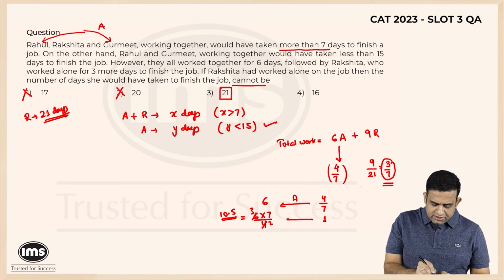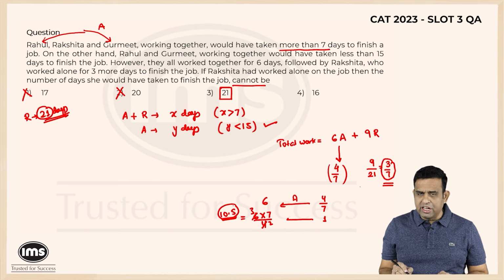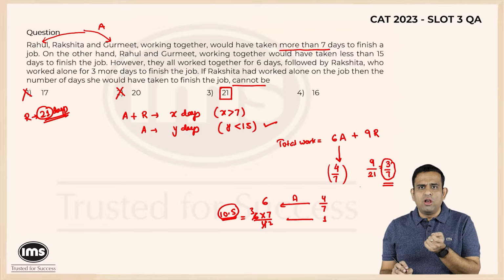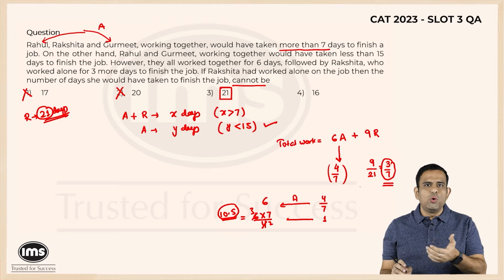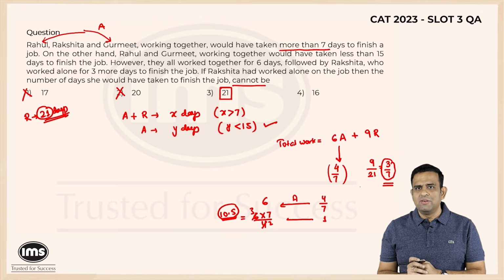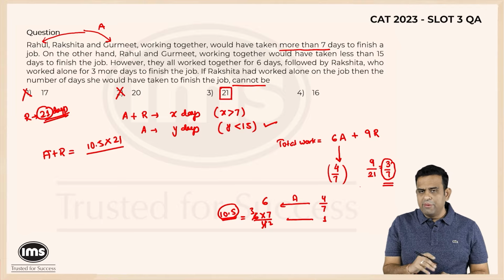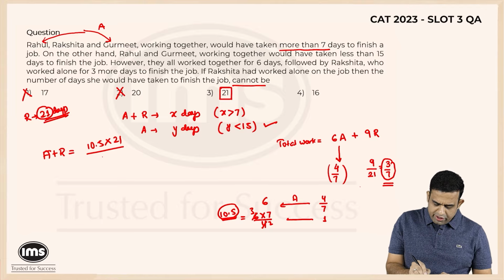So when I have taken this number as 21 and this number as 10.5, we know that if persons A and B take small a and small b number of days, the total number of days taken to complete the work is nothing but a into b by a plus b. So here the time taken for A and R would be 10.5 into 21 divided by 21 plus 10.5, giving you 31.5. This is into 3. This becomes 7.